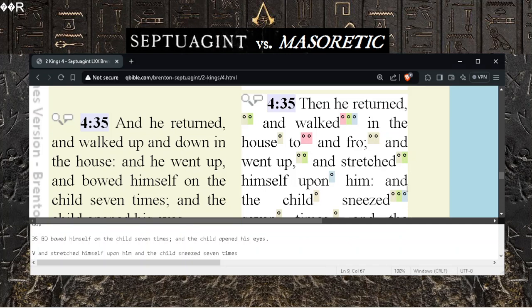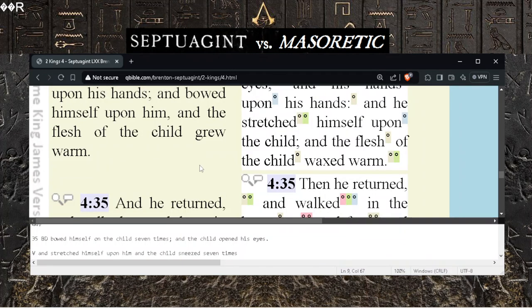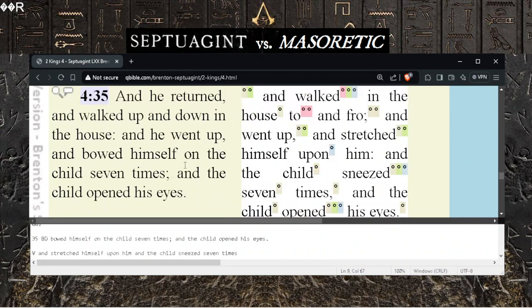These are the biggest differences in the book 2nd Kings, or fourth book of the kingdoms. So we start in chapter 4. Chapter 4, verse 35, the big difference here is we see Elisha bowing himself on the child 7 times. In the Masoretic, it says he stretched himself upon the child. And it also mentions that the child opened his eyes.